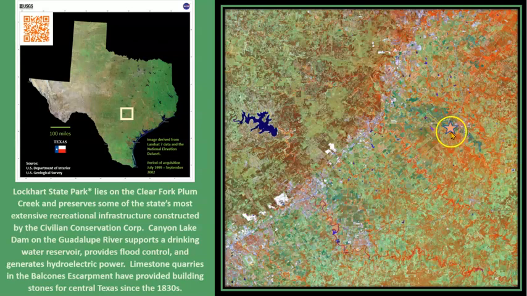Lockhart State Park lies just off of the Balcones Escarpment on the Clear Fork Plum Creek, west of the Balcones. This park preserves some of the state's most extensive recreational infrastructure constructed by the Civilian Conservation Corps in the 1930s. The reservoir, captured by Canyon Lake Dam, supports a drinking water reservoir, provides flood control, and generates hydroelectric power for the Texas grid. Again, we see multiple limestone quarries marking the Balcones Escarpment.